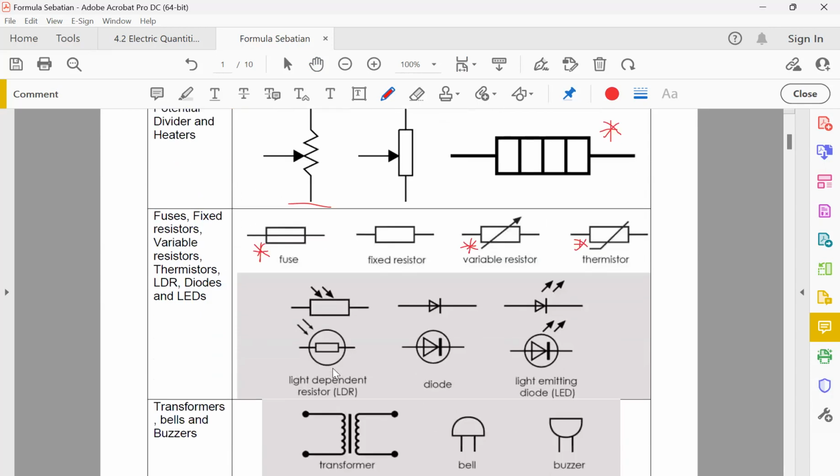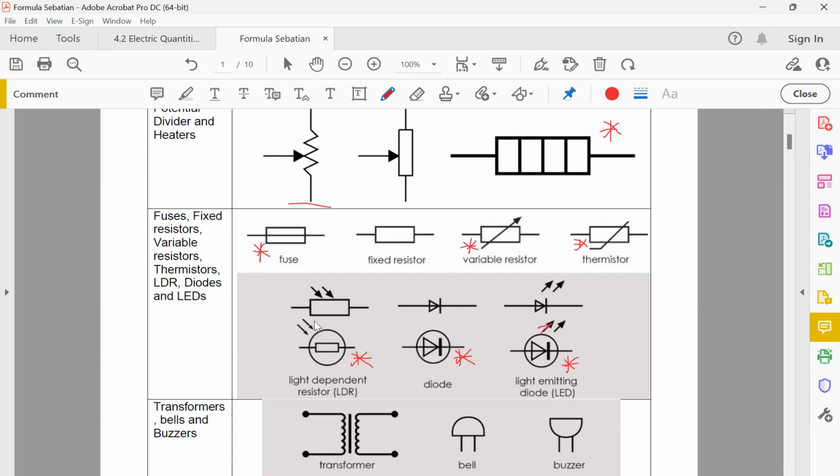Then you have a light-dependent resistor, which sometimes is drawn with a circle and sometimes is drawn without the circle. Both of these are the same thing, guys, just with and without the circle. This one is definitely important. A diode is also important. Most of the time, you'll see that it's not drawn with a circle for diodes, especially in your IGCSE syllabus. And this is a light-emitting diode, guys, and the main difference between this and this is that this one is emitting light, right? That's why the arrows are pointing outwards.